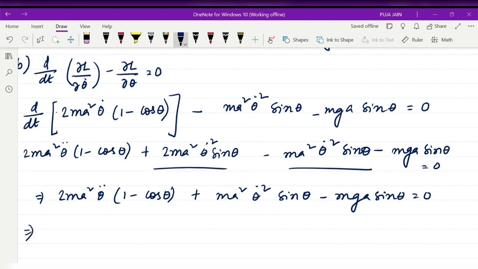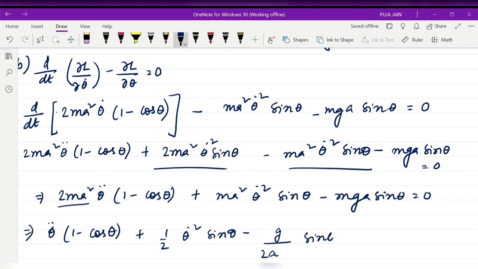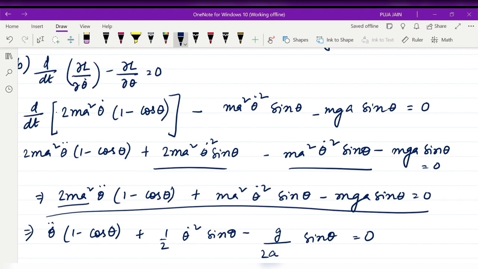So from here, if we divide this whole thing by 2ma², we will get θ̈ (1 − cos θ) plus half of θ̇² sin θ minus (g by 2a) sin θ equals 0. This is the main answer. Now, since your questions will be MCQ type, just by seeing the options you can adjust your answer in that way. Okay, you can do the further calculation.